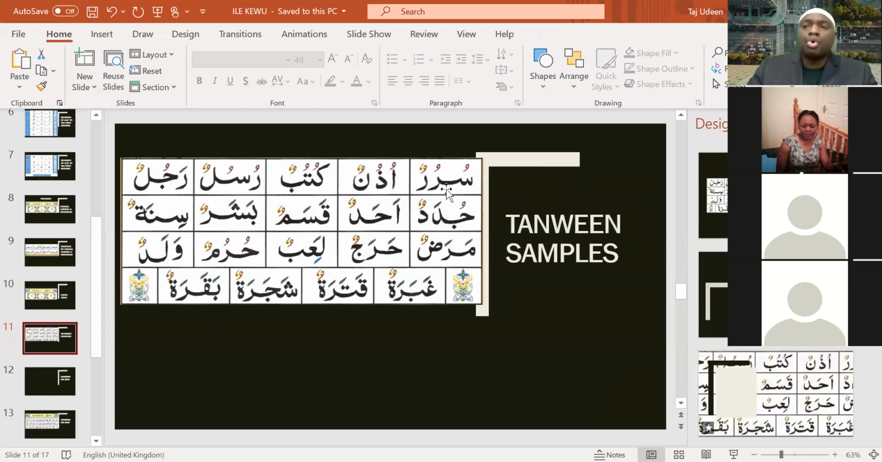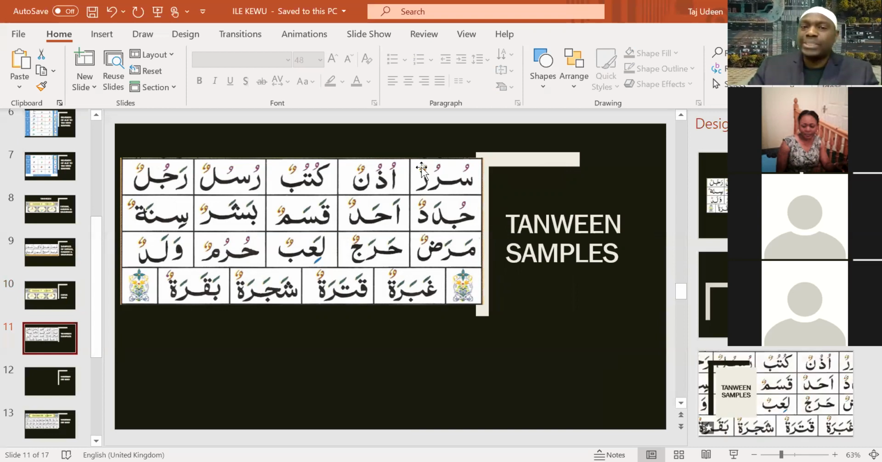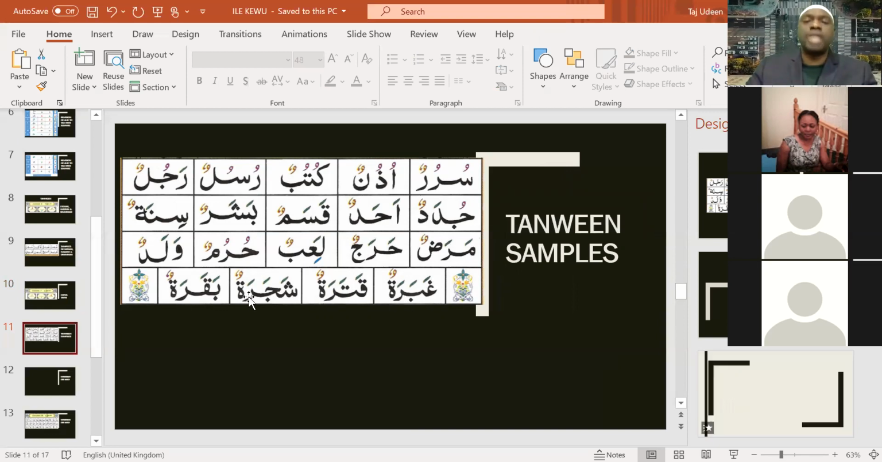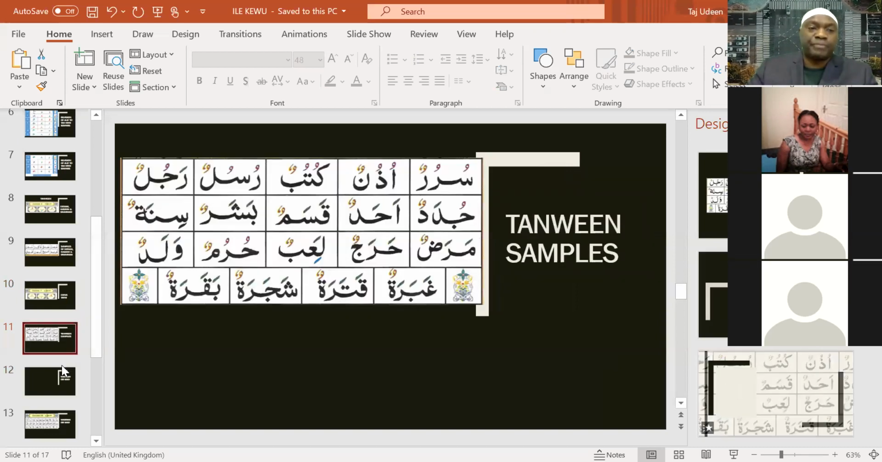Sururun, sururun. This one has Tanween in there, which is Dhamma Taini. Okay. Ghabaratun, qataratun, shajaratun, baqaratun. That is all we have covered so far.